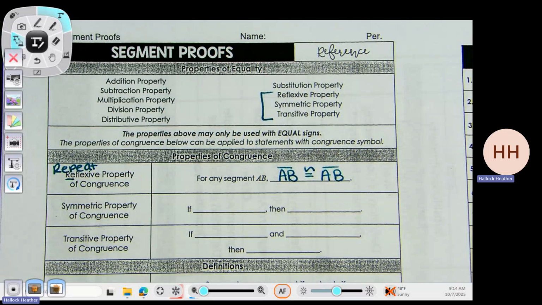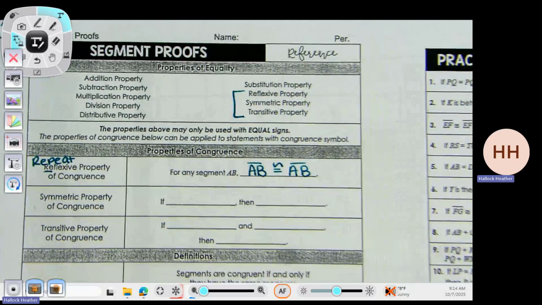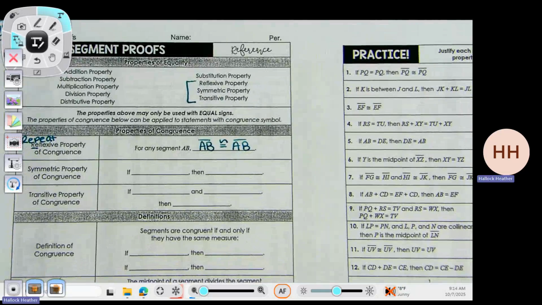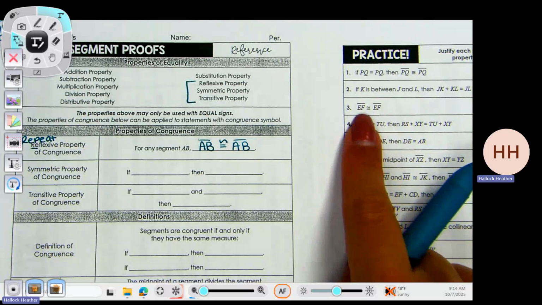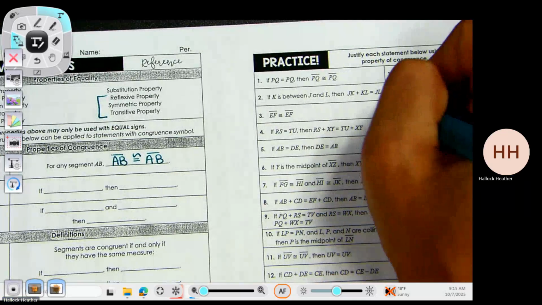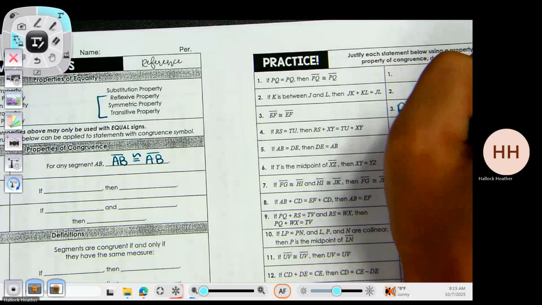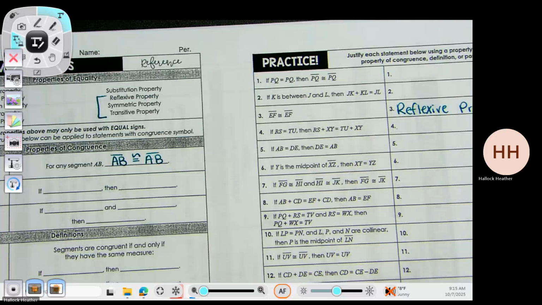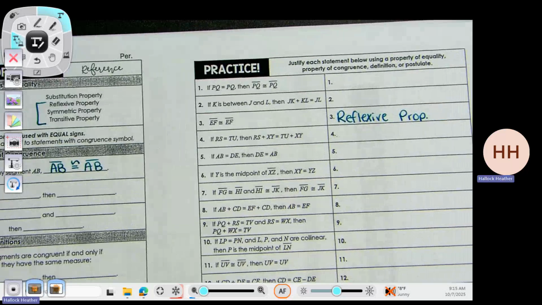So if I look at 1 through 14 off to the side, can anybody point out which one represents reflexive? Number 3 is the only reflexive because it's identical to itself. So that's going to be reflexive property. You can put POC, that's fine. I'm just going to put prop, reflexive prop.